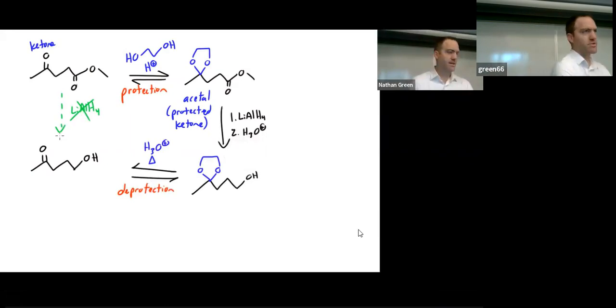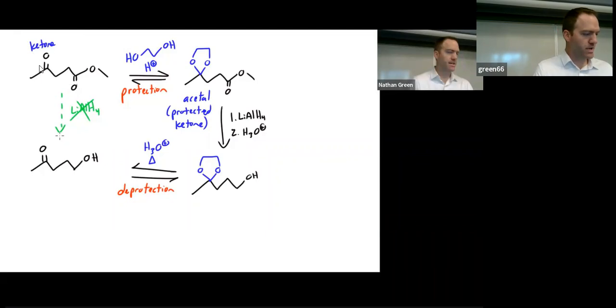This is the protection chemistry that we talked about. So in this scheme, you're going to be able to see my cursor on a recording. If you're watching this, you cannot see my cursor. I have two different functional groups in this molecule. One is an ester, one is a ketone. Ketones are more reactive than esters.